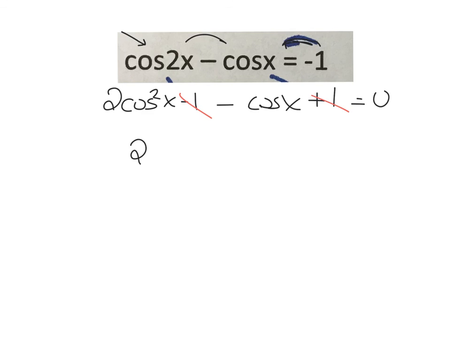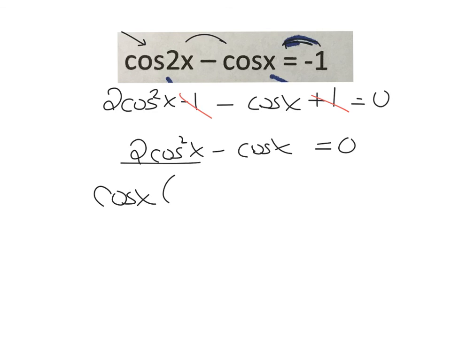And now what that leaves me with is 2 cosine squared x minus cosine x equals 0. Now what they have in common is they both have a cosine. So I'm going to take out a cosine. Be careful when you do this. What that leaves me with on my first term is a 2 and another cosine. If I take it out of here, that's really minus 1 cosine x. And if I take out the cosine, it leaves me with a minus 1 only.